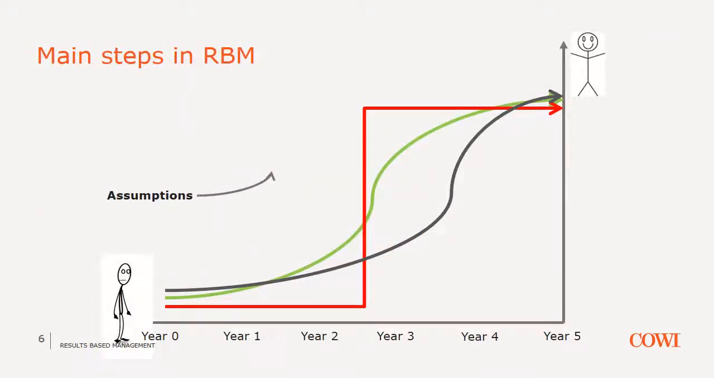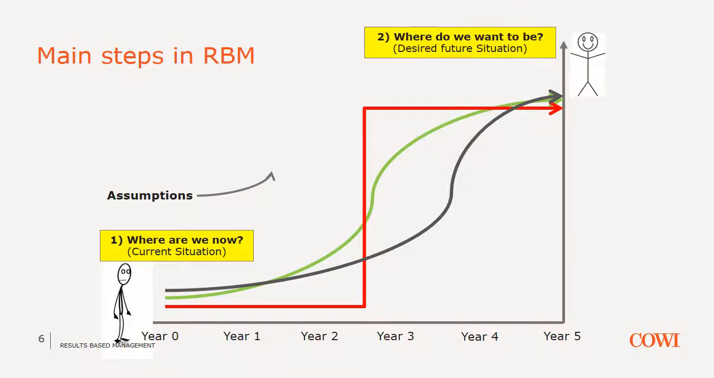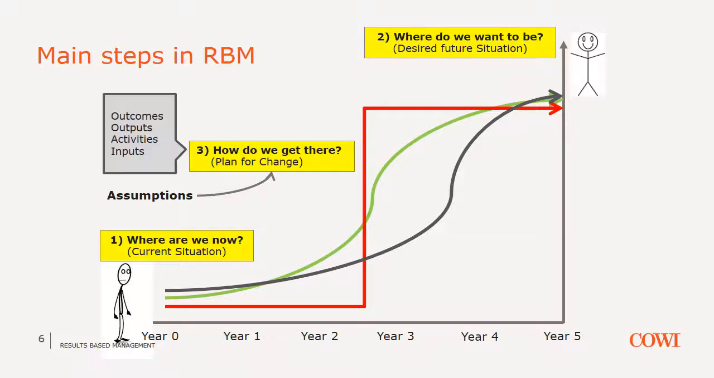The main steps in RBM are the following. We have first to find out where are we now, then where do we want to be, thirdly, how do we get there, and finally, how do we monitor, adjust according to our learning, and evaluate.